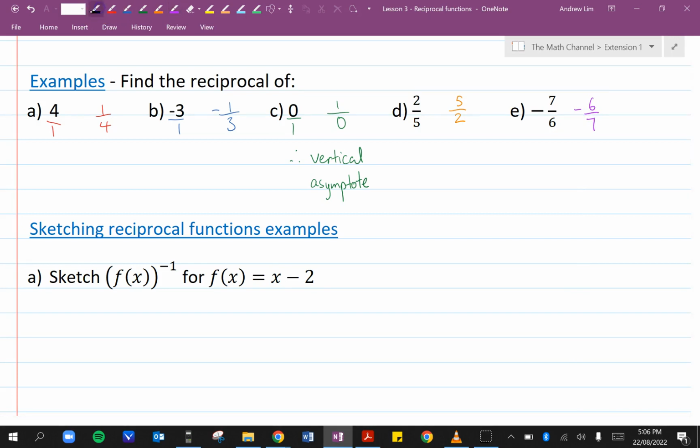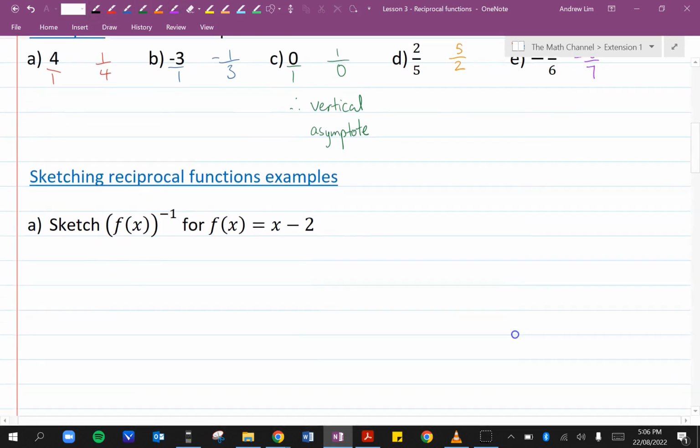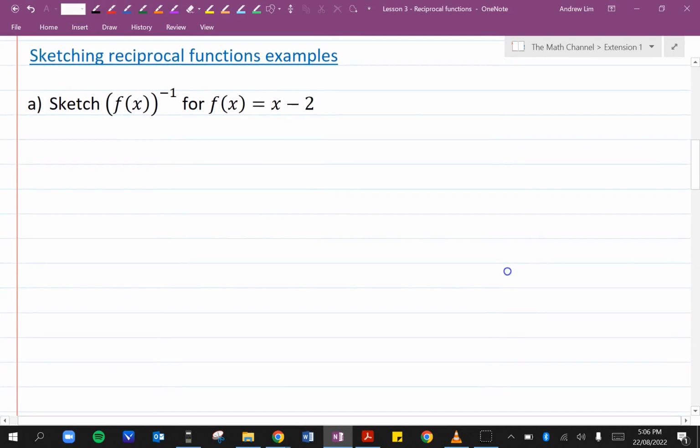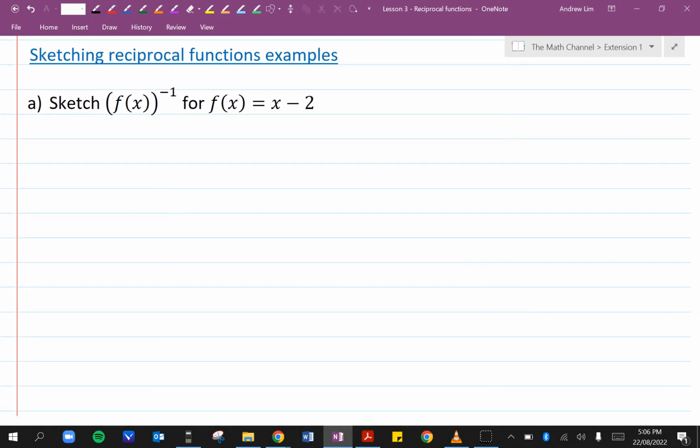Alright, so now that we've got a good idea of how to find a reciprocal, it's just flipping the fraction, or 1 divided by the value, we can apply this to actual examples. So we're going to sketch the reciprocal of f of x, for f of x is equal to x minus 2. So what we need to do is graph this f of x, and once we've done that, we can then draw the reciprocal function.